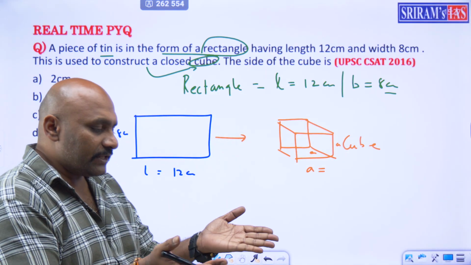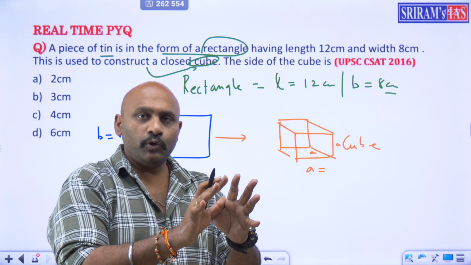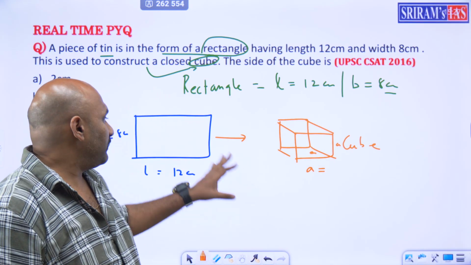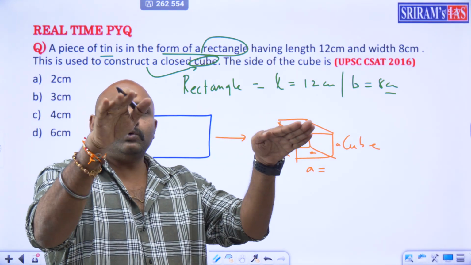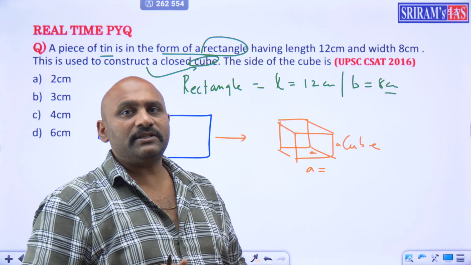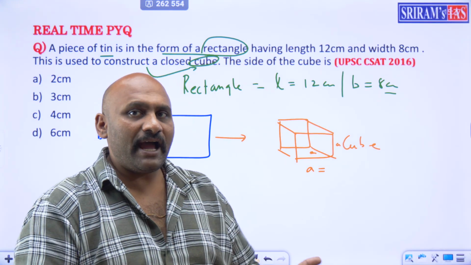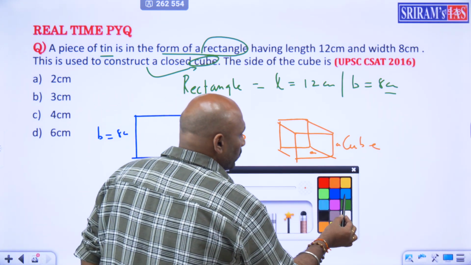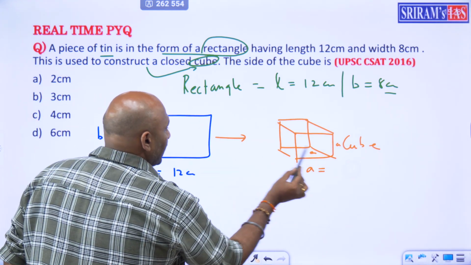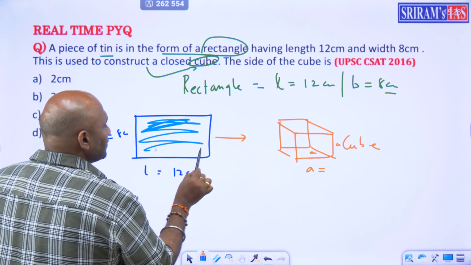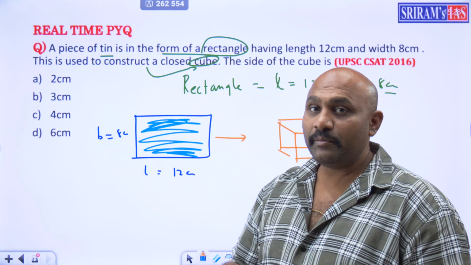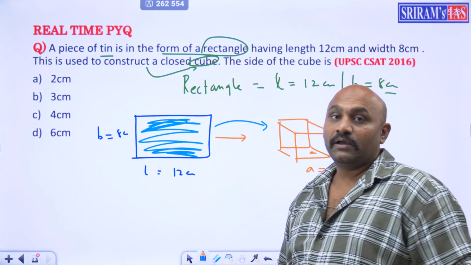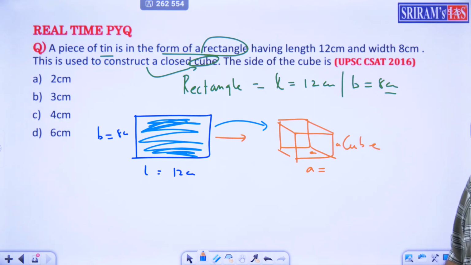What you have to understand is that when the rectangle is converted into a cube, we can't take volume here because it's a sheet, a 2D thing. A 2D thing is getting converted into a 3D thing. So volume will not come into consideration. Whatever area we are using, the area of the rectangle becomes the area of the cube. That is the whole logic there.